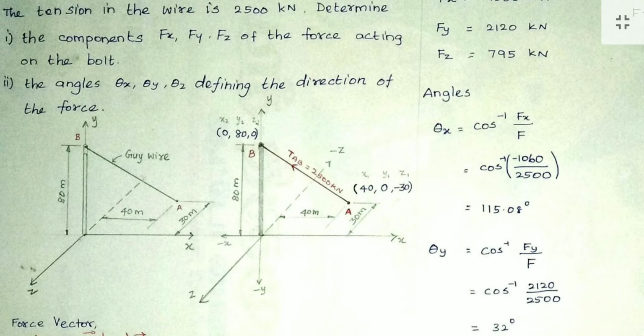Similarly, we find the coordinates for B. How do we find it? Here also it has an x coordinate, y coordinate and z coordinate. So for point B, is there any distance along the x-axis?